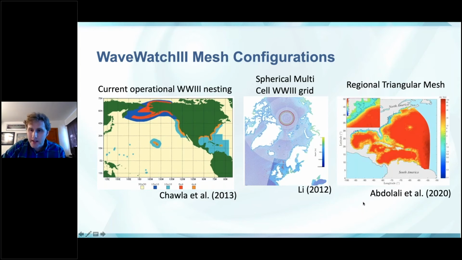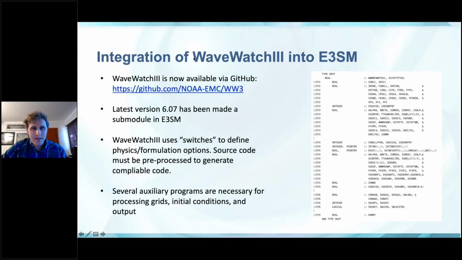And more recently, there's been triangular meshes for regional problems like hurricanes that are now starting to be used more frequently. And so as a part of this project, we've extended these regional meshes to global coverage for use in E3SM. Just to go over a little of the details of integrating WaveWatch into E3SM, WaveWatch is now available on GitHub, and so the latest version has been made a submodule in E3SM.